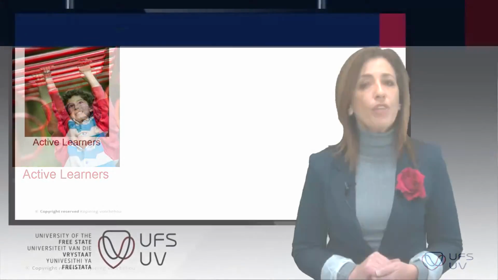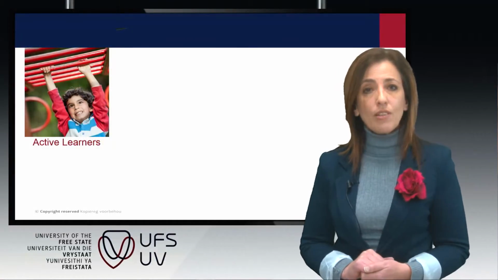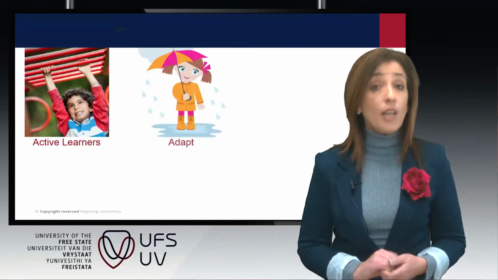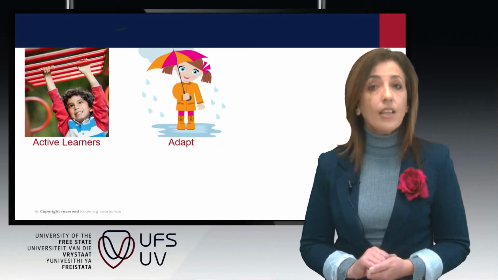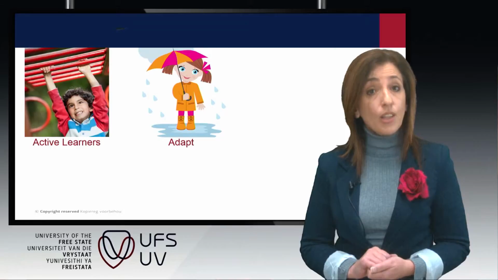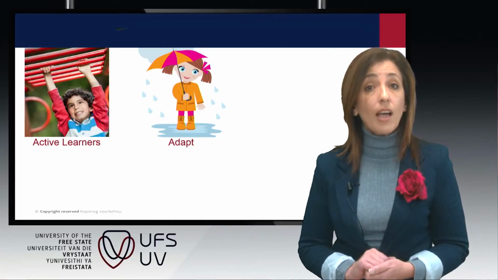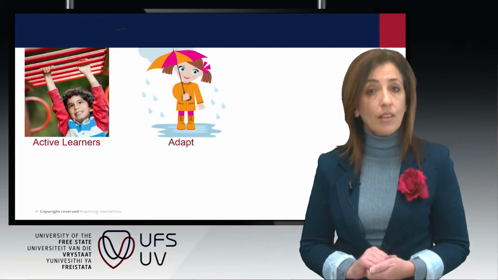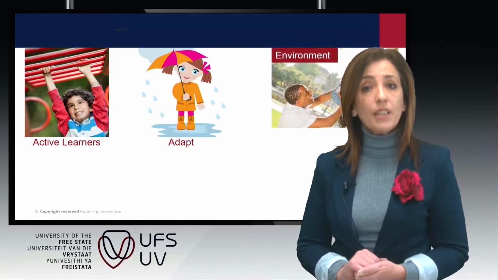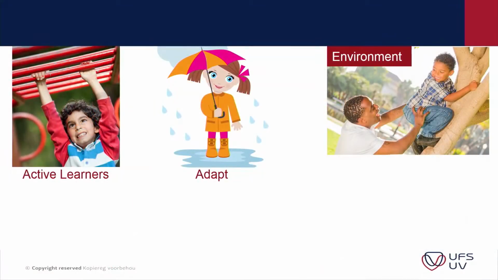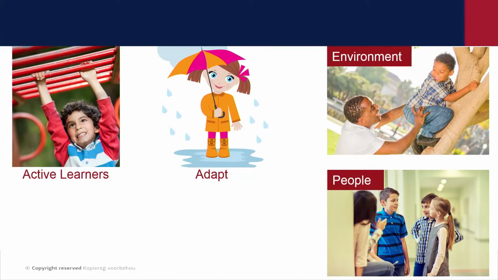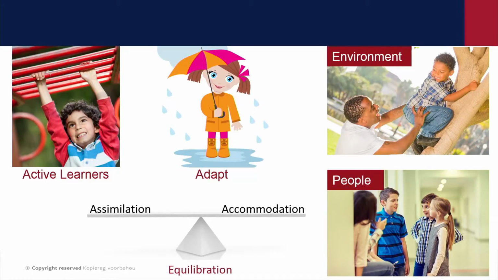Here is a quick summary of the key points that have been mentioned. Children are active and motivated learners. Children adapt to their environment through the process of assimilation and accommodation. Interaction with the physical environment is key for cognitive development. Interaction with other people is key for cognitive development. The process of equilibration promotes increasingly complex thinking.